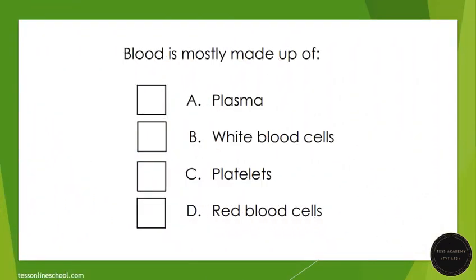Now let's put our knowledge to the test. The first question we will complete is a multiple choice question. Have a go at this independently by pausing the video on a piece of paper and then return back for the answer. Firstly, blood is mostly made up of A. Plasma, B. White blood cells, C. Platelets, or D. Red blood cells. The correct answer is A, because remember, blood is mostly made up of plasma, which is around 55%.